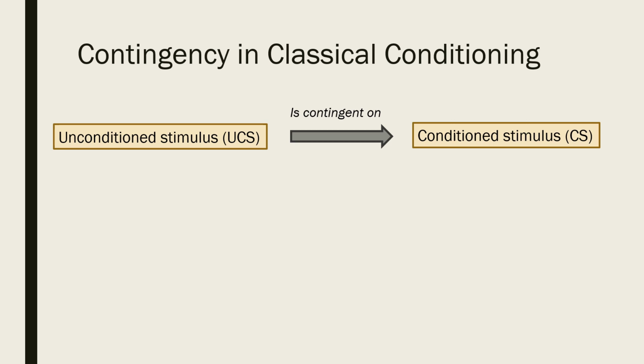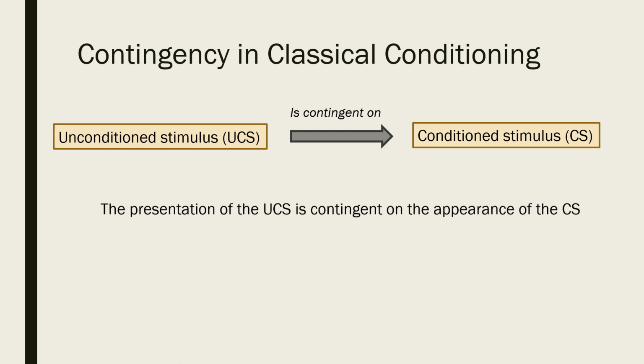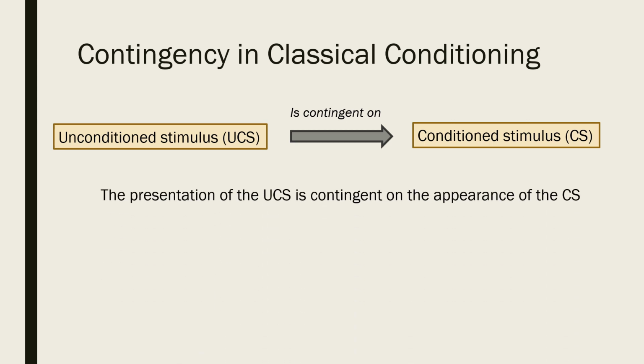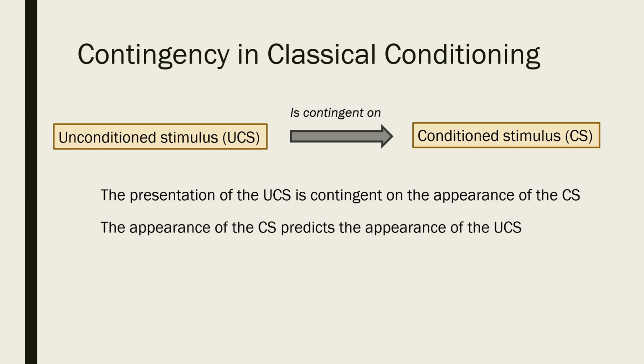Over time, the learner will believe that the appearance of the unconditioned stimulus is dependent or contingent on the presentation of the conditioned stimulus. Another way of putting it is that the appearance of the conditioned stimulus predicts the appearance of the unconditioned stimulus. To help you understand this concept better, let's look at it in the context of an example, the Little Albert experiment conducted by John Watson and Rosalie Rayner.